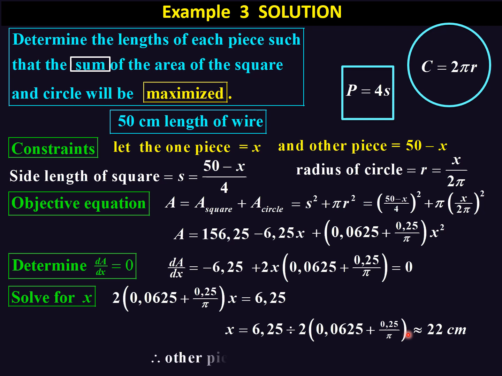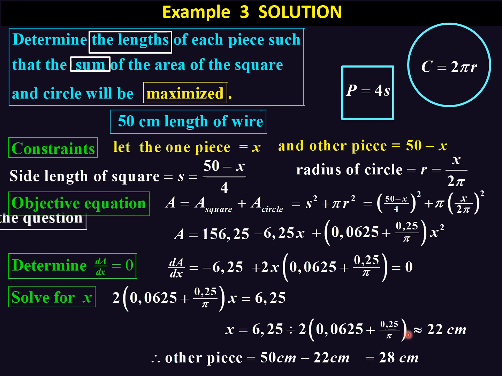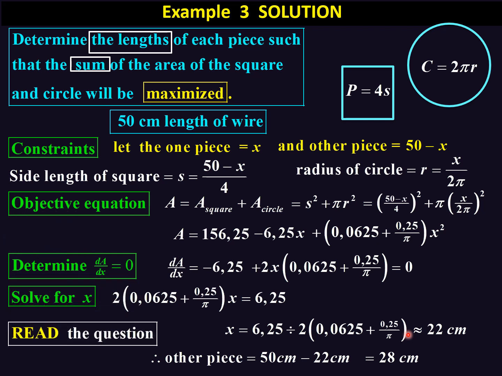Now, always read. We want to find the other piece, which is 50 minus 22. In this case, it is 28, right? So always remember, don't forget to read your question. They don't just want the value of x. They said find the length of each piece, not just the one piece, the length of each piece.